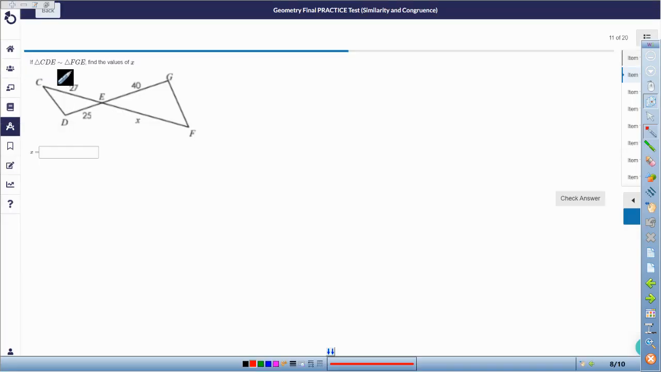All right. Here's your triangle similarity statement. If you're unsure on which parts correspond, number off the vertices using that. So let's do it real quick. CDE, C1, D2, E3. Same thing with this one. FGE, F1, G2, E3.